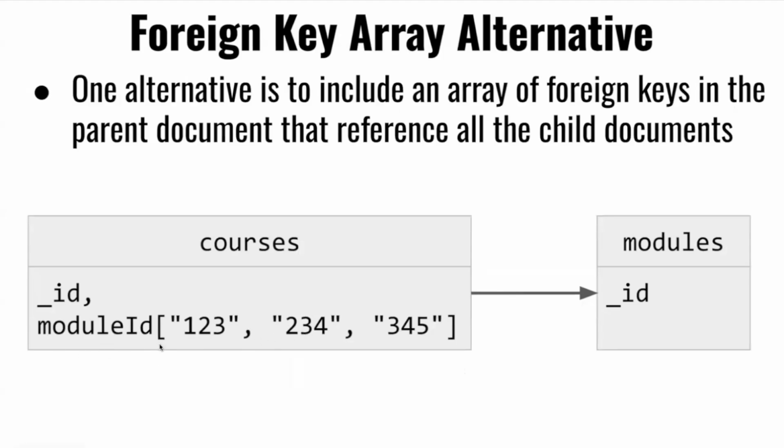For instance, we could add in courses, to implement the one-to-many relationship, an array of module IDs that maintain a reference to all the modules that are related to that course. Again, this would be a much more natural mapping to how we think about this in object orientation. It is the parent who has an array of references to its children. The child doesn't necessarily need to know who their parent is. Okay?